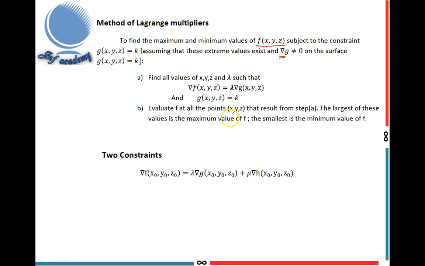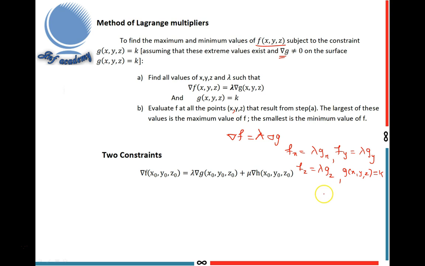If we write the vector equation del f equal to lambda del g in terms of components, then the equations in step A become f_x equal to lambda g_x, f_y equal to lambda g_y, f_z equal to lambda g_z, and the last equation is g(x, y, z) equal to k. This is a system of 4 equations in the 4 unknowns x, y, z and lambda. But it is not necessary to find explicit values for lambda.